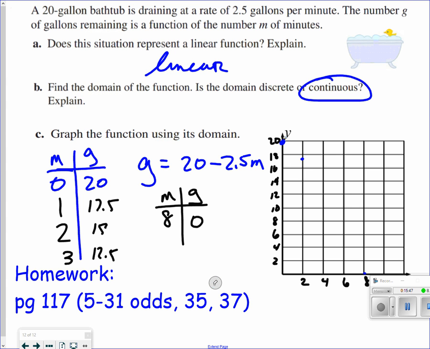Let me try this again. Sorry, I was grabbing that wrong. 2 minutes was at 15. 1 minute would be in between, 17.5. All right, 8 minutes would be 0. It is continuous because, again, at any point here, I could go half a minute.